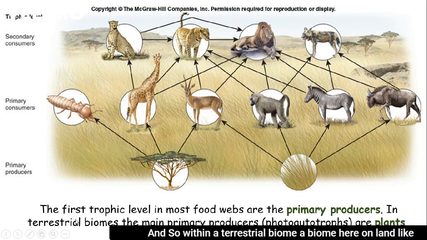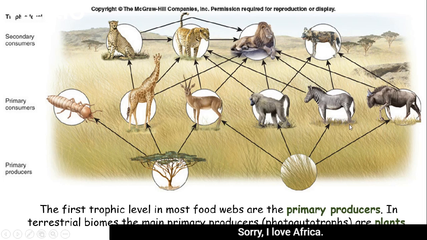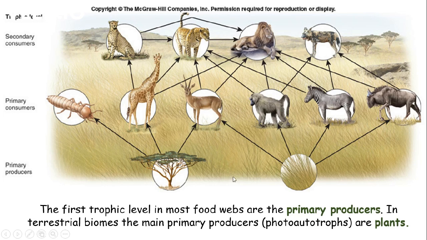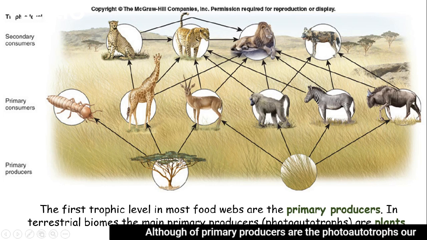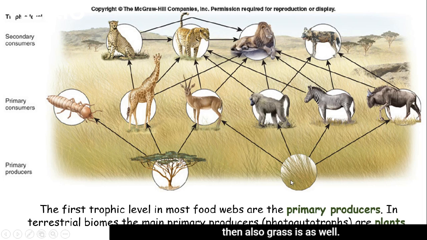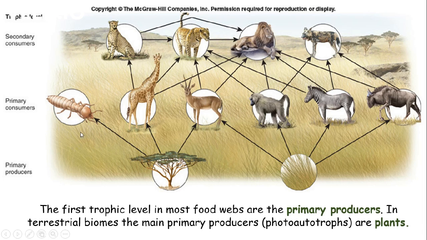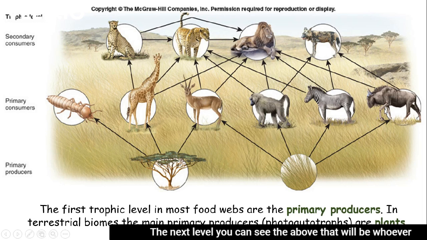And so within a terrestrial biome, a biome here on land, like the savanna in Africa, sorry, I love Africa, so I'm going to be using them a lot in examples. All the primary producers or the photoautotrophs are plants, all the different plants, these different trees, and then also grasses as well. The next level, you can see that above that will be whoever is consuming that primary producer, which are going to be the primary consumers. And then we can see above that, which ones are acting like secondary consumers and so on and so on.